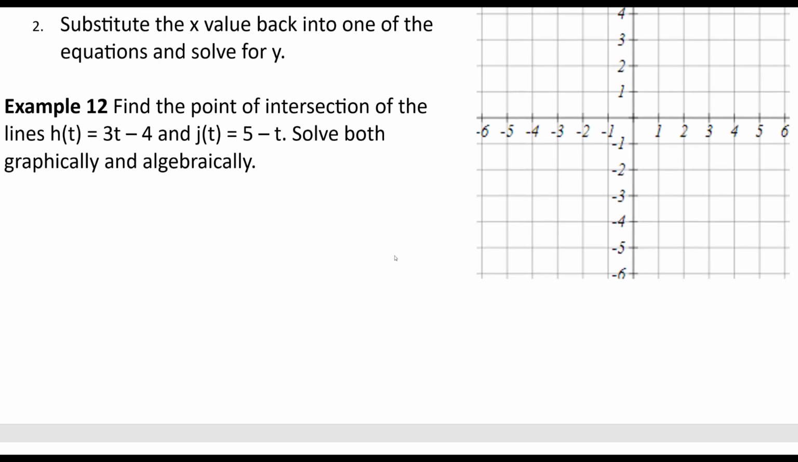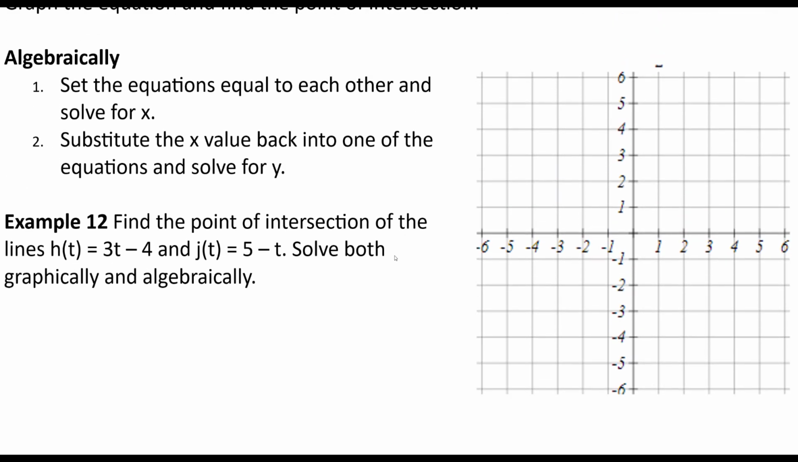Okay, so I think I got this all on the screen. We're going to find the points of intersection of h of t equals 3t minus 4 and j of t equals 5 minus t. Find it graphically and algebraically. So graphically, for h, it goes through negative 4 and has a slope of 3, so up 3 over 1. That gives us some nice points to work with.